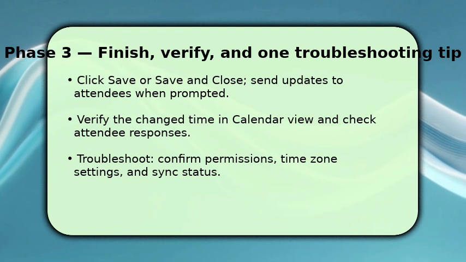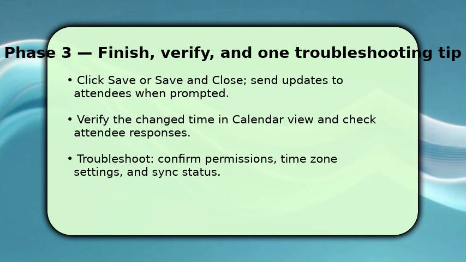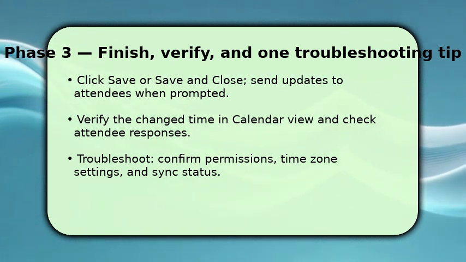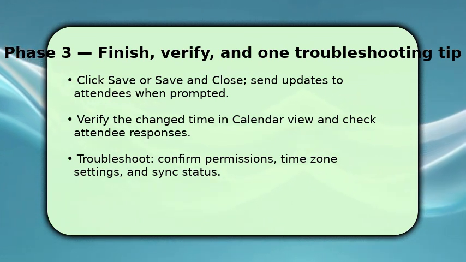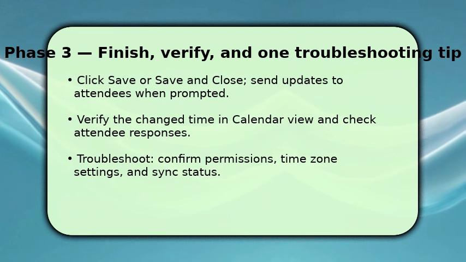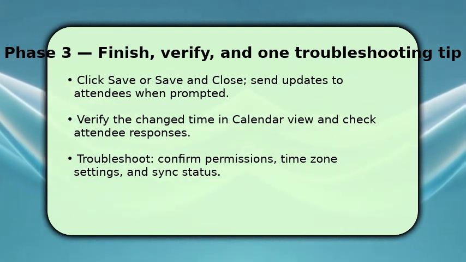After saving, immediately verify the updated time in your calendar view and confirm that attendees received the update by checking responses. If something goes wrong, first confirm you have edit permission, then verify the event's time zone and that Outlook is fully synced. Correcting any of those usually resolves timing mismatches quickly.